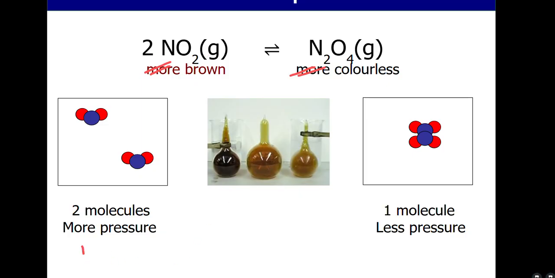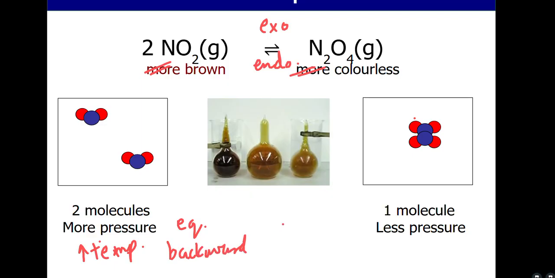Let's say in the exam I ask you what would happen if I increase the temperature. The forward reaction is exothermic in this scenario, and the backward reaction is endothermic. So obviously the equilibrium would shift backwards, and the yield will decrease. As a result, the color will be more brown. Why? Because it is more backwards and less forward in this scenario.